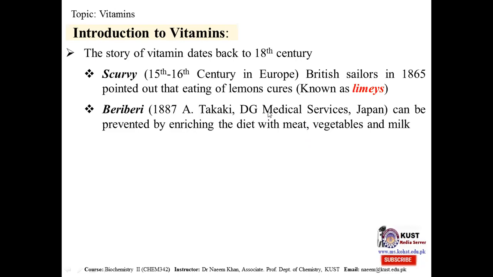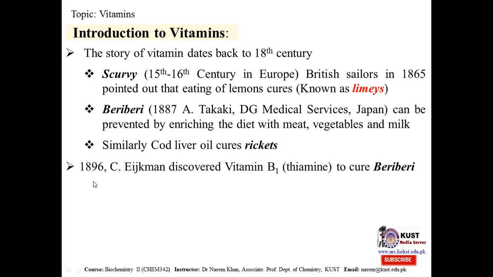So people had no knowledge of vitamins as such in 1865 or 1887. In the 18th century, people had knowledge of vitamin deficiency diseases like scurvy, like beriberi, and another famous disease is rickets. That is actually a vitamin D and calcium disease. And people came to know that if you take cod liver oil, then you will not suffer from rickets, or rickets disease can be cured.